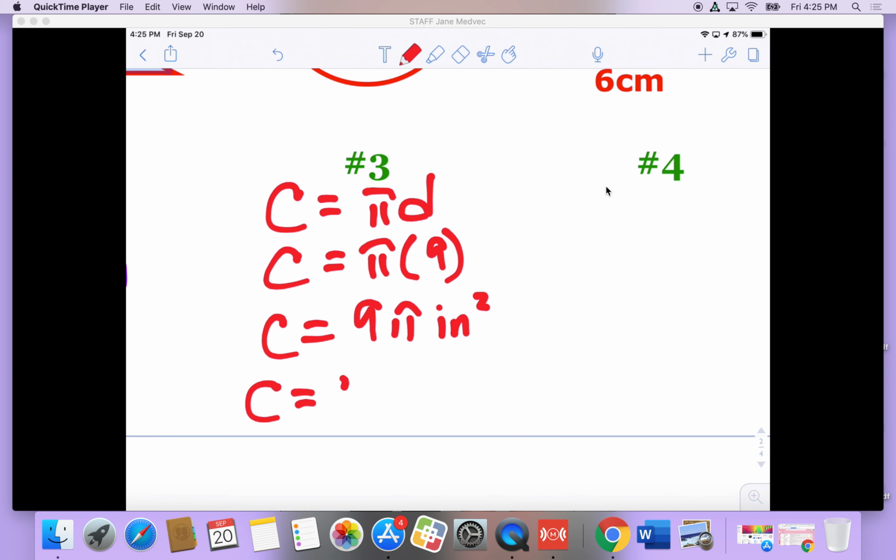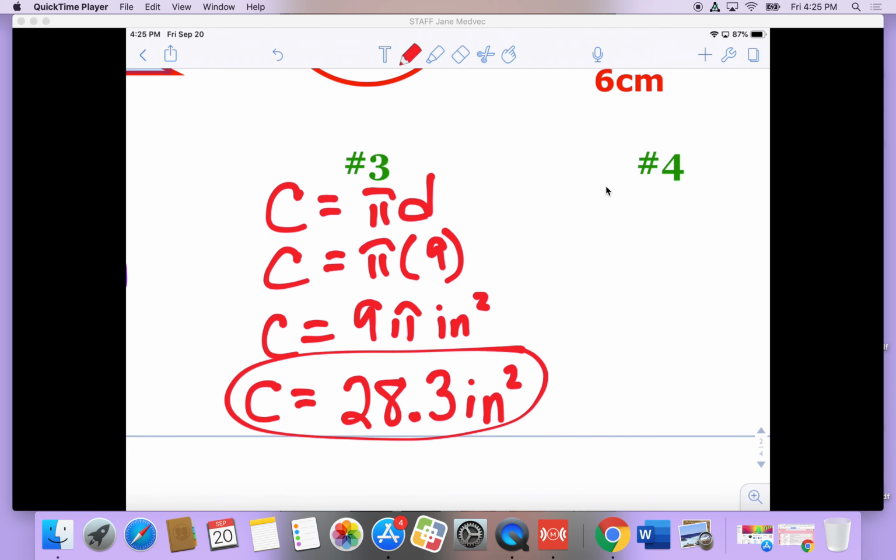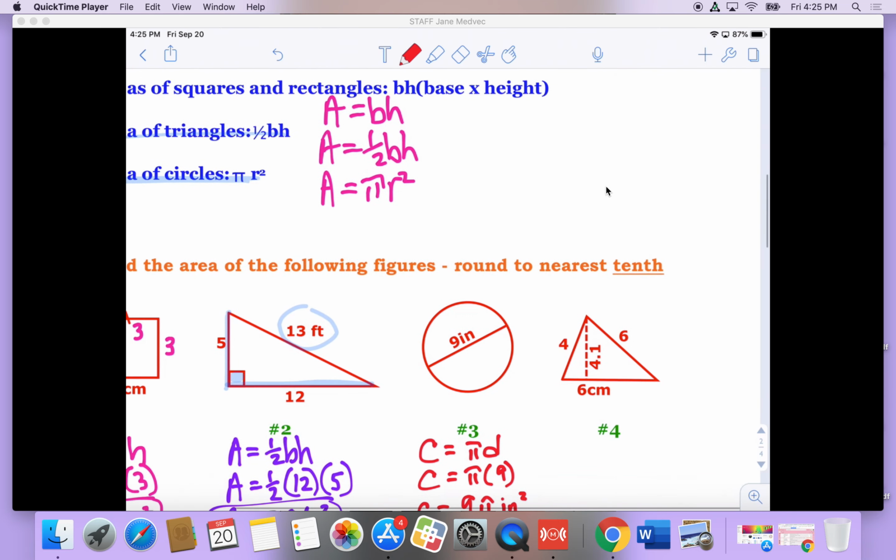Or I could also go 9, and rather than the pi key, why don't we use 3.14? So I'm going to switch it up a bit. Sometimes they tell you 3.14, sometimes they tell you to use pi. Kind of depends on the directions. On a test or a quiz, I always give you that information. So that is not something you would be guessing about. So I'm going to take 9 times, and again, I'm going to use 3.14, and I've got 28.3 inches squared. Okay, and that actually does even better because you're going to notice it says to the nearest tenth.